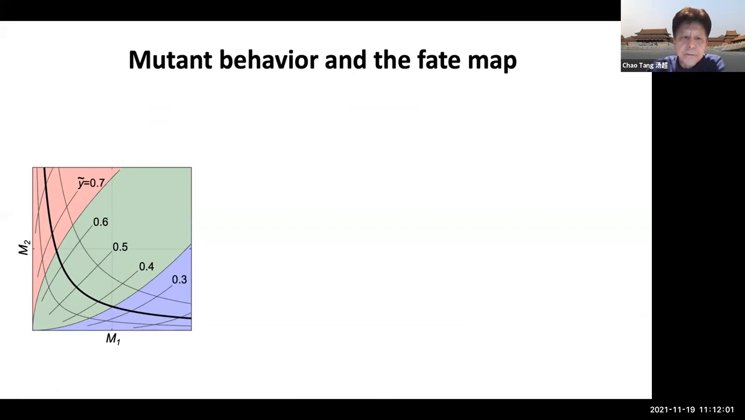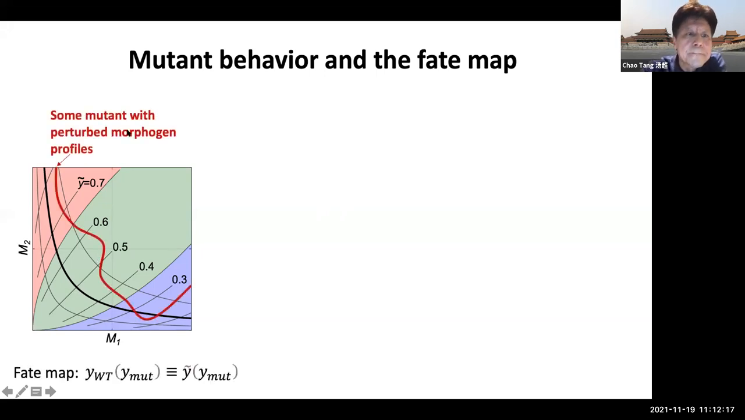So for example, if I have a mutant, and this is a wild type of different sizes, this is a standard size, this is a shorter size, and this is a larger size, I have all this map determined. But if I have a mutant and the morphogen is perturbed, instead of tracing a profile like this, it will go like this red line. But the cells in the embryo will simply read along the length of the embryo and then express genes according to the cell fate of this map.